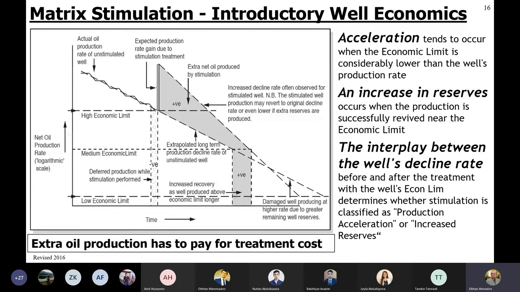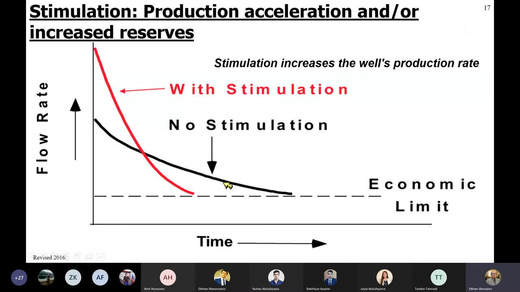Yes, thanks. So in this graph, you can see that this is an acceleration case. Without stimulation, the well is producing at some low rates, and with the stimulation, we increase the rate. And you can see the economic limit is away from the well rates.